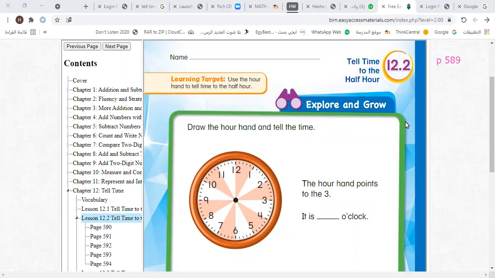Let's start our today's lesson. Our today's lesson is lesson number 2 in chapter 12, Tell time to the half hour. Let's start with the first exercise.